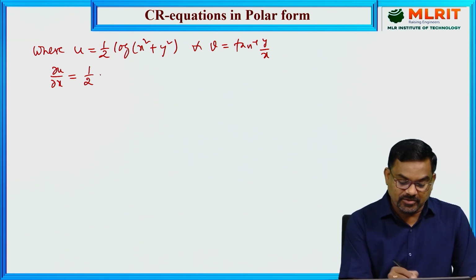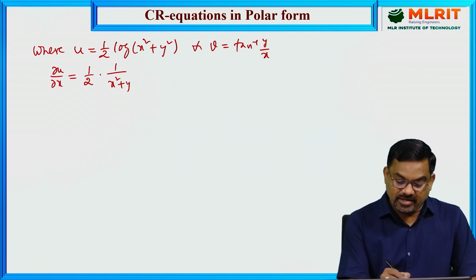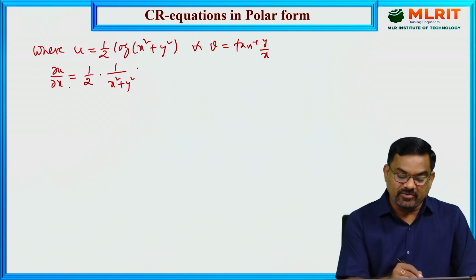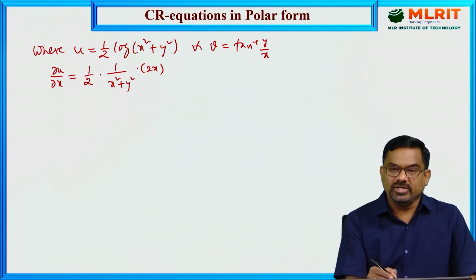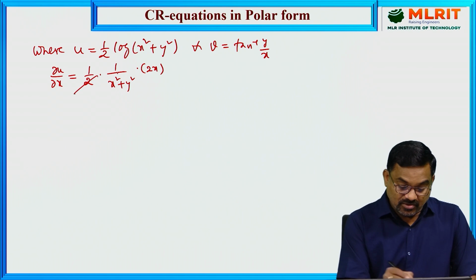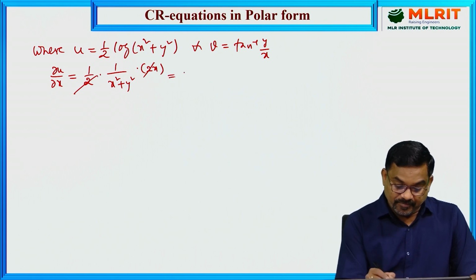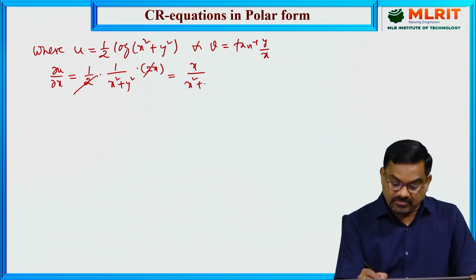So half into the derivative of log x is 1 by x, into the inner function derivative with respect to x. So the inner function is x square plus y square, with respect to x we get 2x. We treat y as constant, therefore the derivative is 0 here. So simply the answer is x by x square plus y square.